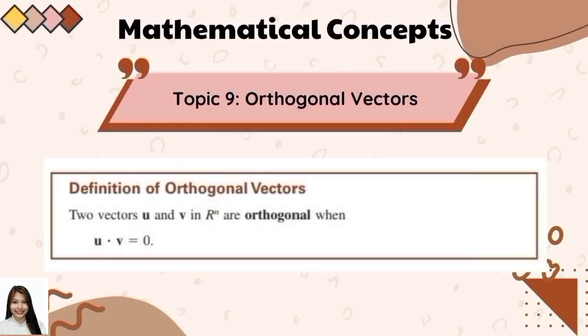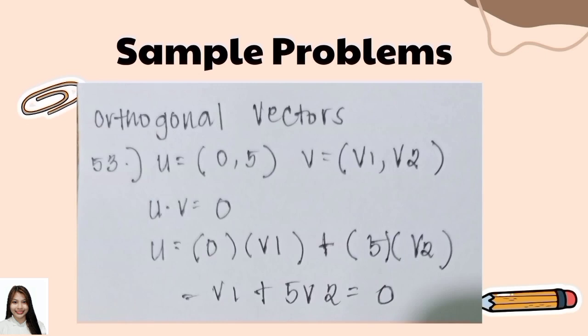Next is orthogonal vectors. By its definition, two vectors u and v in R^n are orthogonal when u dot v is equal to 0. We have an example here, where u is equal to (0, 5) and v is equal to (v1, v2). By its definition, we have u dot v equal to 0, so 0 times v1 plus 5 times v2 is equal to 5 v2, which is equal to 0.